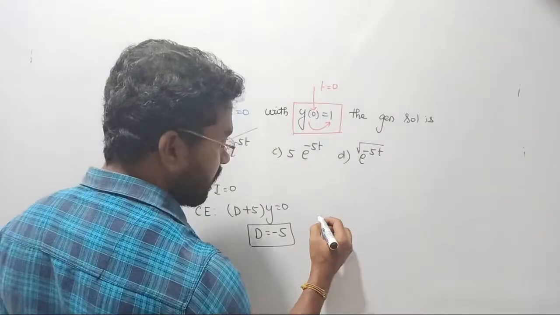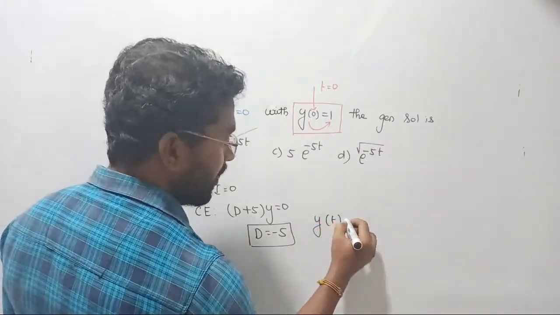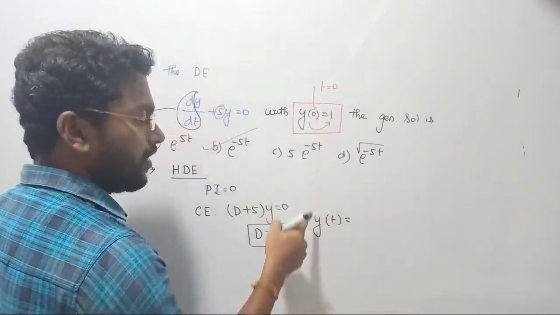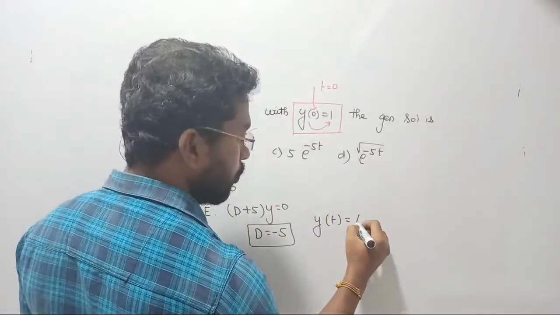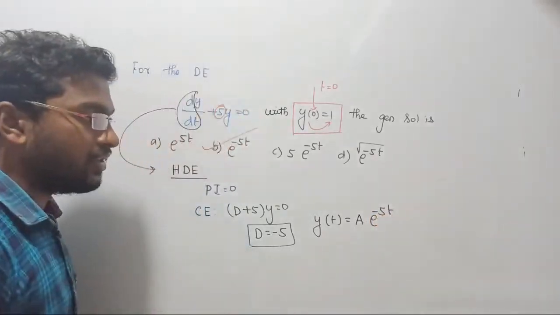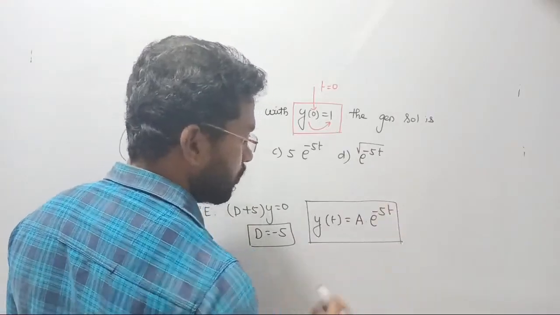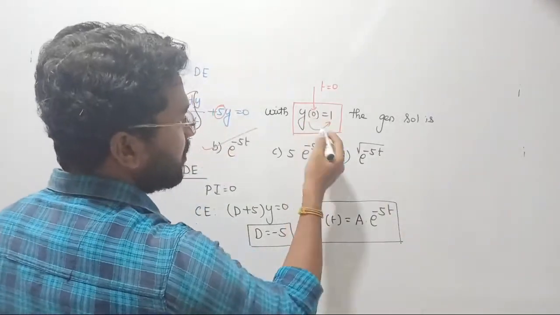For this distinct root, the solution of the function can be written as y of t, because the independent variable is t and the dependent variable is y. So y of t should be equal to A times e power minus 5t. That is how we write the direct solution. We know how to write the complementary function from this root, and then we use the initial condition that is given.